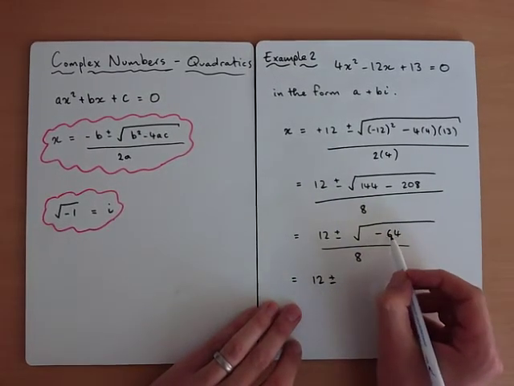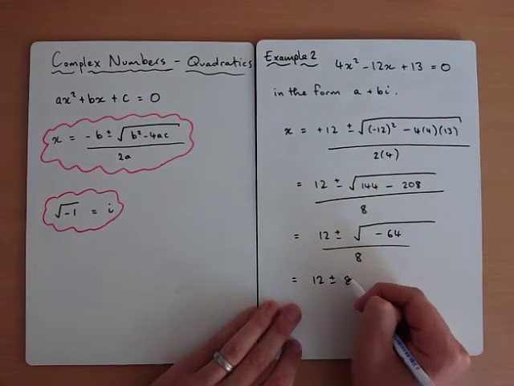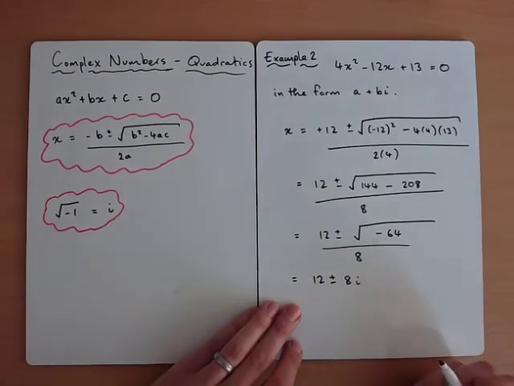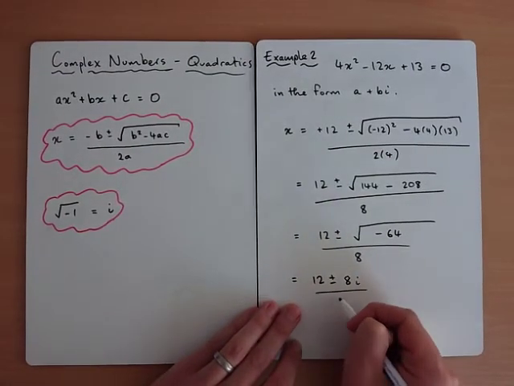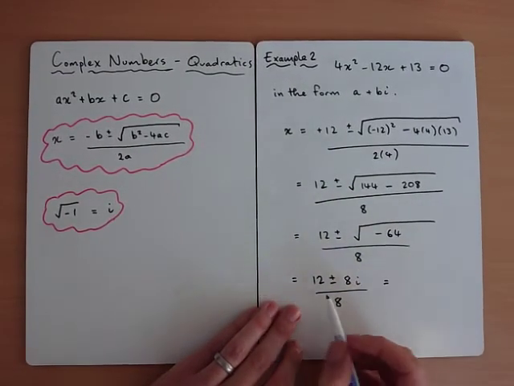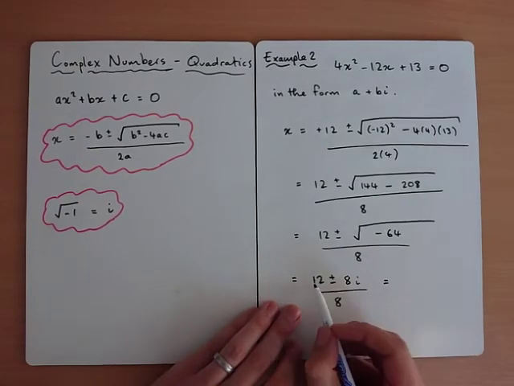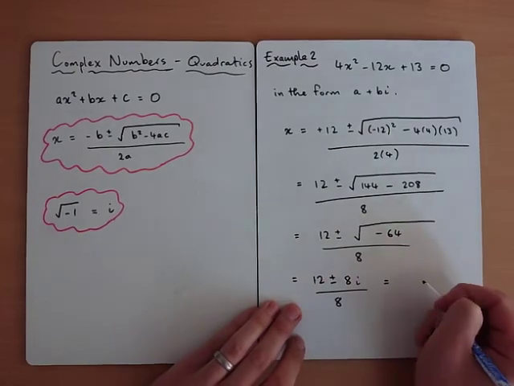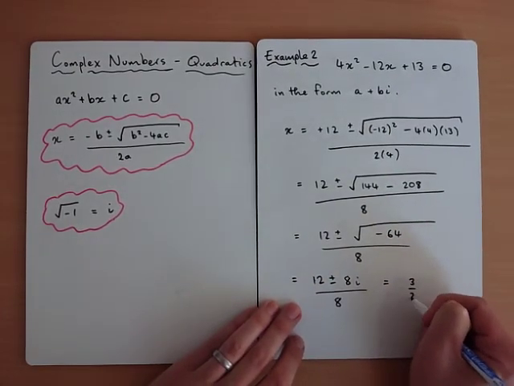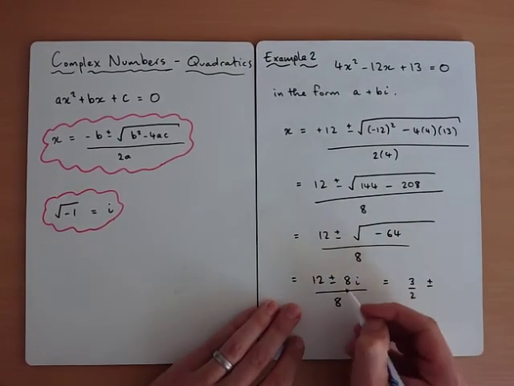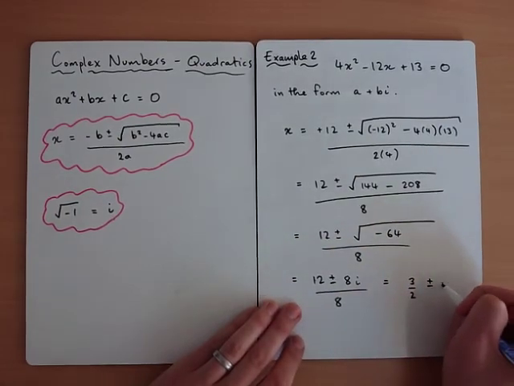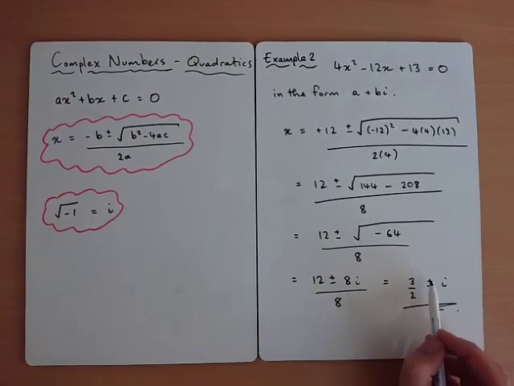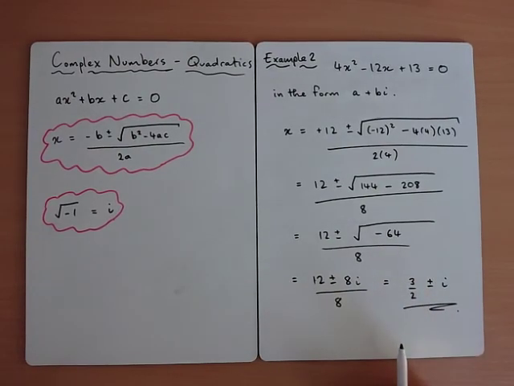So the square root of 64 is 8, but it's minus, so the square root of minus 1 means this becomes a complex solution, all divided by 8. Remember, both of these things are being divided by the 8, so 12 divided by 8, we can simplify down into 3 over 2, plus or minus 8 divided by 8, which again is 1, so i. Okay, so we get 3 over 2 plus i, 3 over 2 minus i.